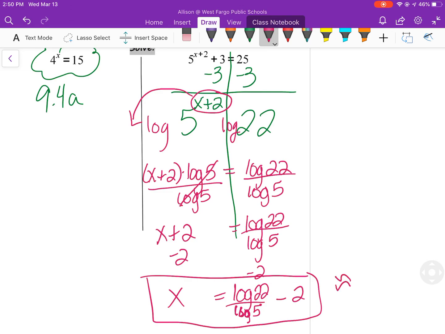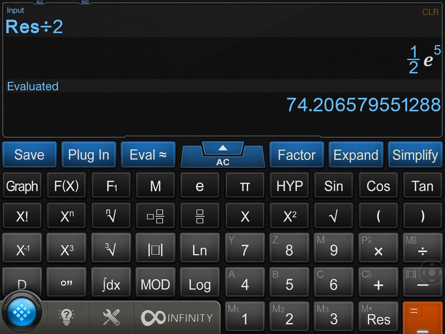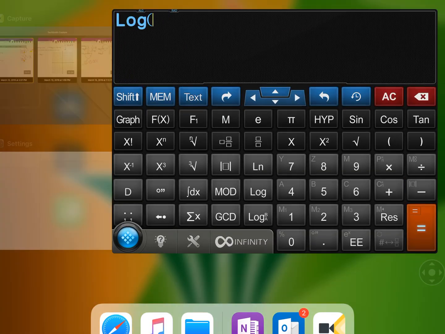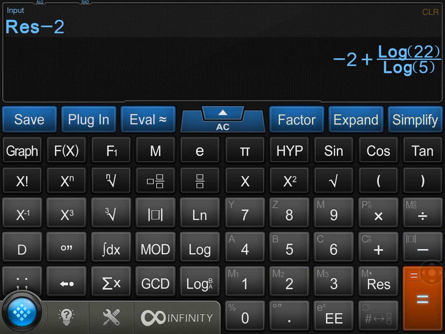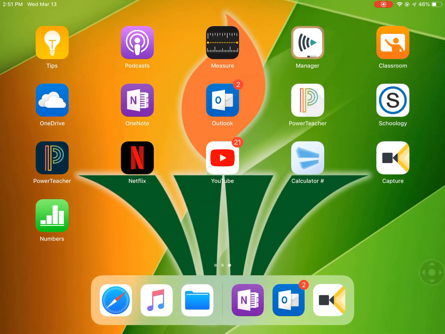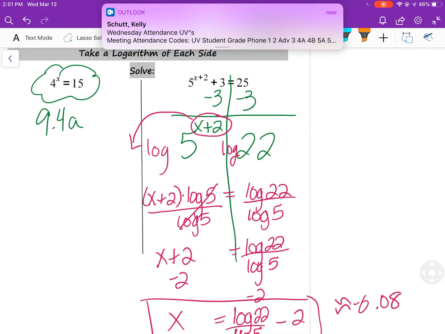If I wanted to approximate that, I'd have to use a calculator here, and it would look something like this. You would have to do the log of 22 divided by the log of 5, get that answer, and then subtract 2 from that answer. And approximately negative 0.08. Negative 0.08 is the approximate answer. So be careful when evaluating that or how you're writing it. So that was when we take the log of each side because we had something to a power.